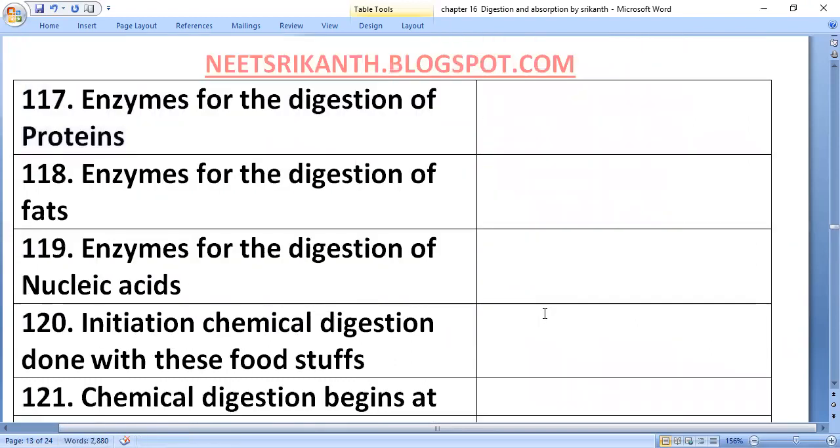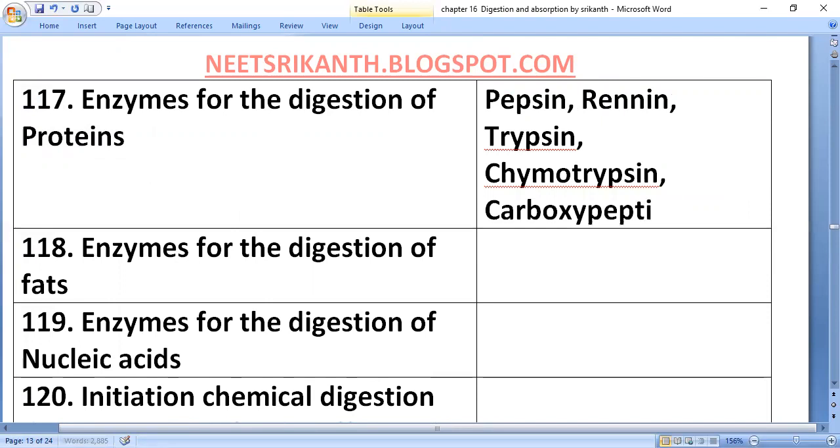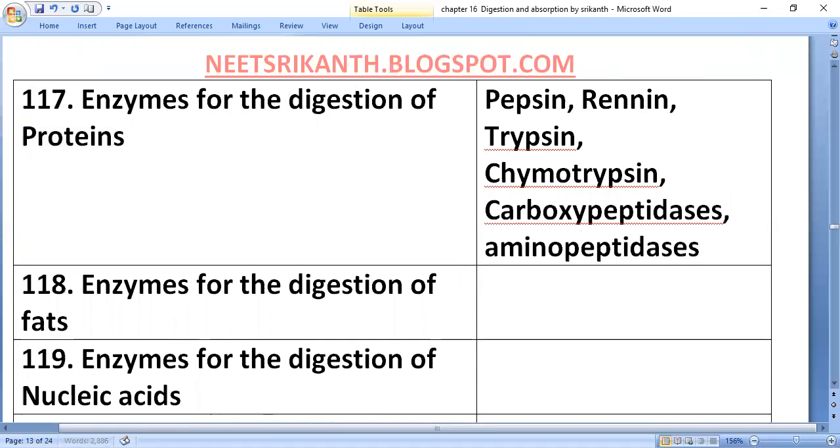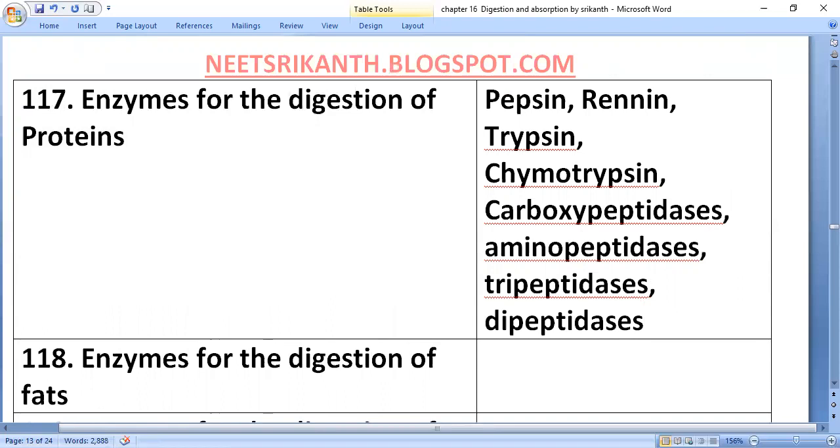Enzymes for the digestion of proteins: pepsin and renin from gastric juice; trypsin, chymotrypsin, and procarboxypeptidase, activated as carboxypeptidases, from pancreatic juice; and aminopeptidases, tripeptidases, and dipeptidases from intestinal juice.